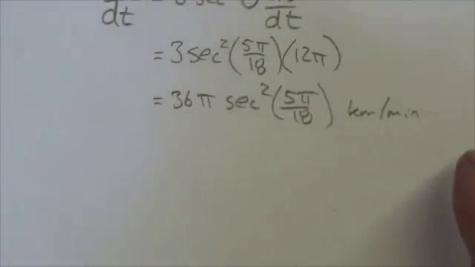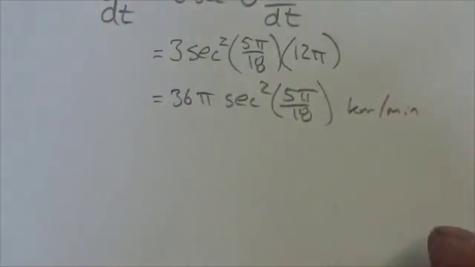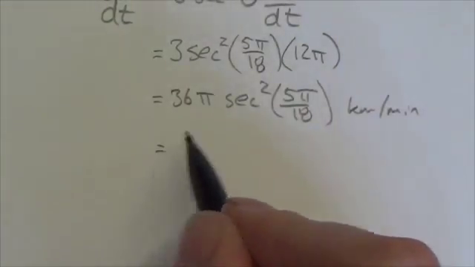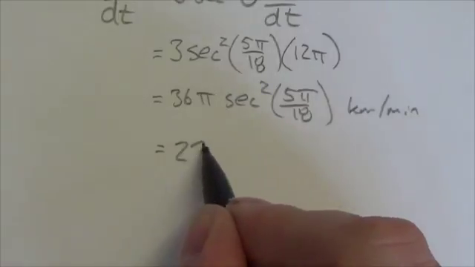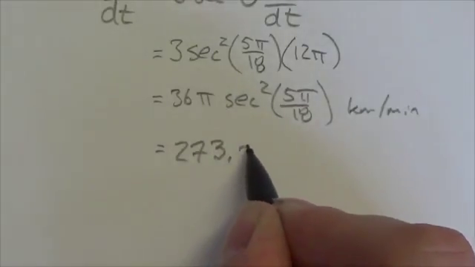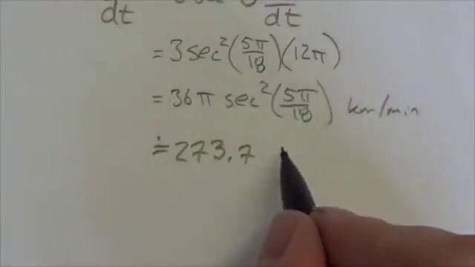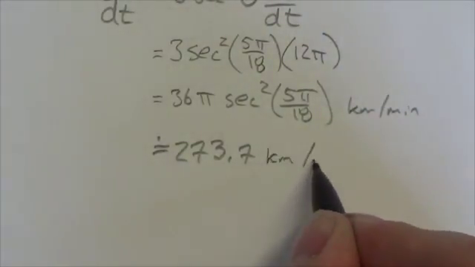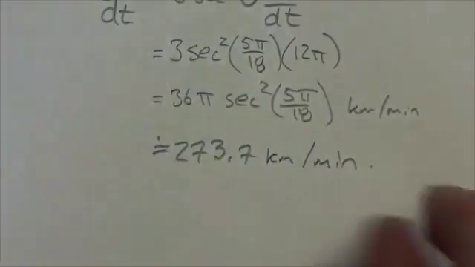Now, that's not really all that instructive. So we're going to go to the calculator now and plug this in. I got to make sure I'm in radian mode though, because I've got my angle here in terms of radians. So this will be 36 pi divided by the cosine of 5 pi divided by 18, and I'm going to square that. And so the answer here is this is going to be sweeping across the shore at 273.7 approximately. I'm rounding that. Kilometers per minute at that moment.